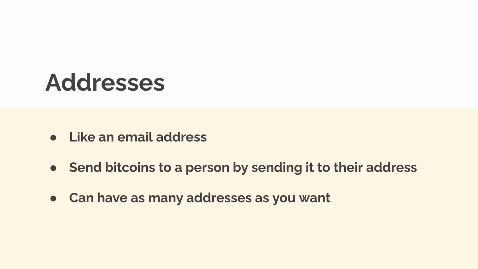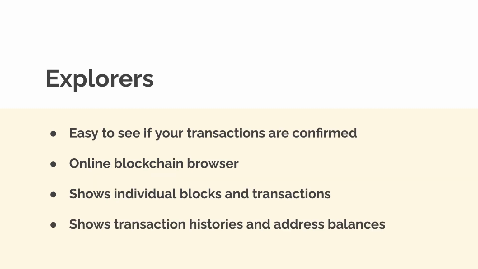An address is like an email address, and you can have as many addresses as you want, and this is how you can send and receive Bitcoin. You can send Bitcoin to someone by sending it to their address, which is a way to reference their wallet, and people can send Bitcoins to you via your address, and you can create as many addresses as you need.